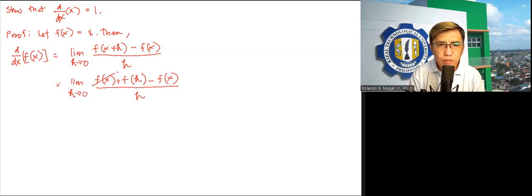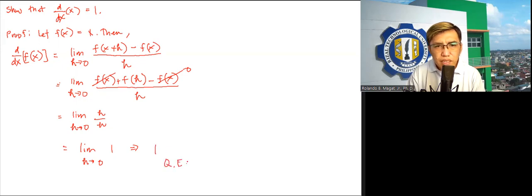We can cancel out f of x already. What we have is the limit of f of h all over h as h approaches 0. But we know that f of h is just h, correct? So this becomes h over h as h approaches 0, which is the limit of 1 as h approaches 0. And we know that the limit of a constant is the constant itself. So this is 1. Therefore, the theorem holds.